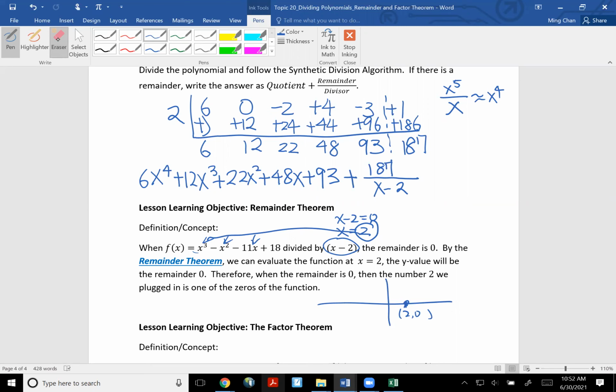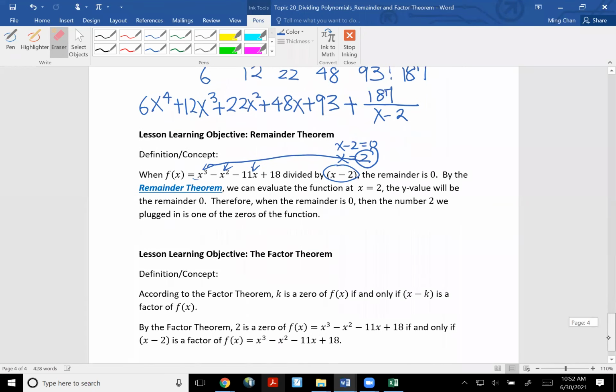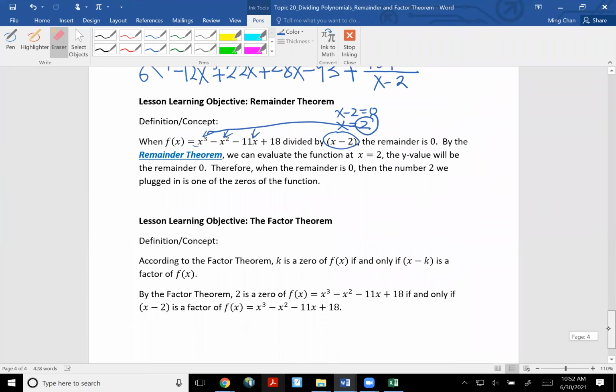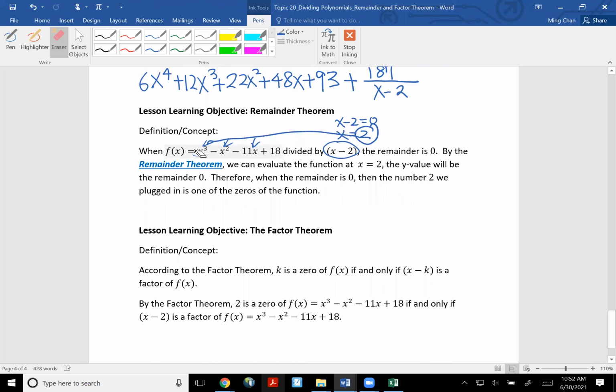Now, factor theorem. So in a way, if I grab this function and go to my table on the graphing calculator, beside x equal to 2, the y value will be 0. So that 0 tells me 2 is a 0 of the function. That 0 also tells me the remainder is 0.